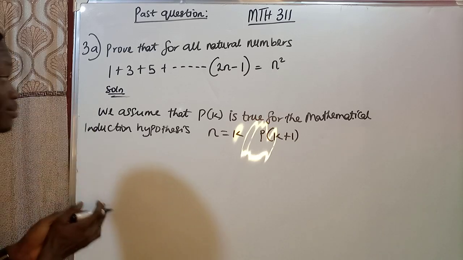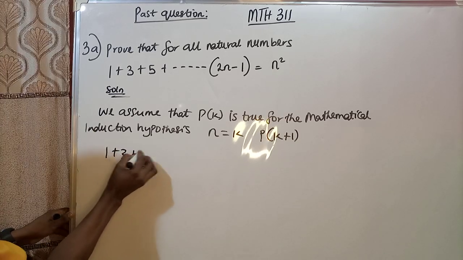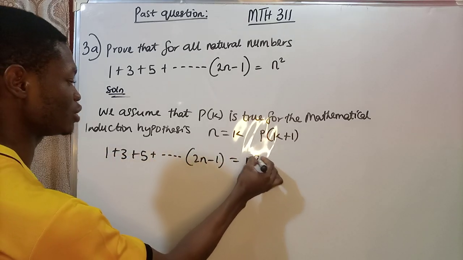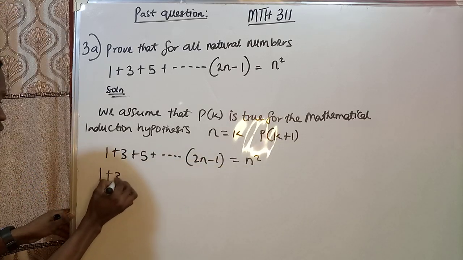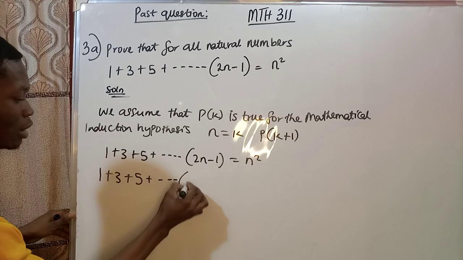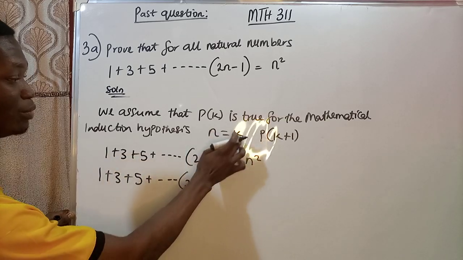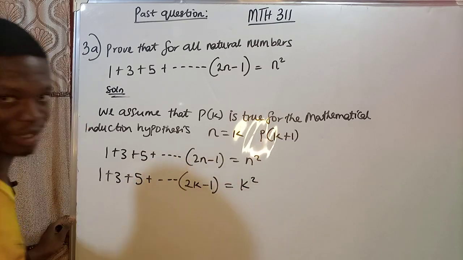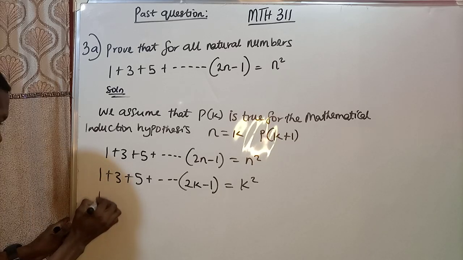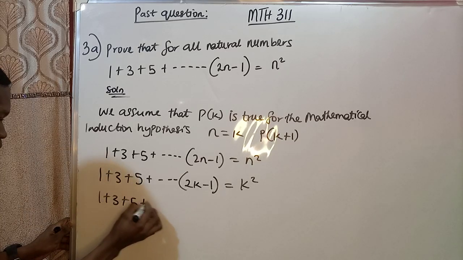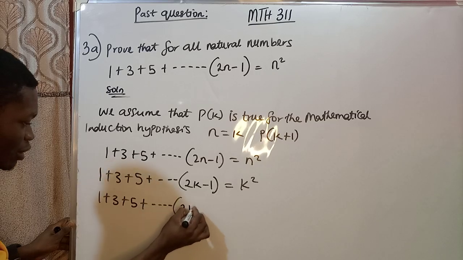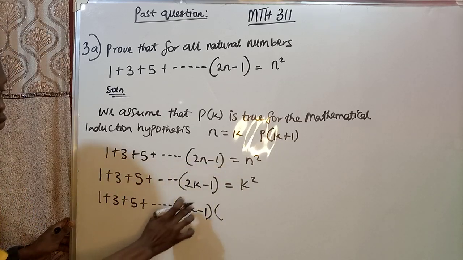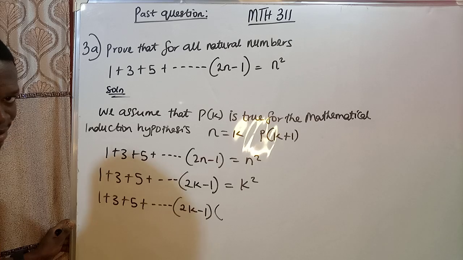Now let's prove. We have 1 plus 3 plus 5 plus 2n minus 1 is equal to n squared. So this time around, anywhere you see n, you put what? K. We have 2k minus 1 is equal to k squared. We have 1 plus 3 plus 5 plus 2k minus 1. Now, at this second time, anywhere you see k, you put what? K plus 1. You understand this now?